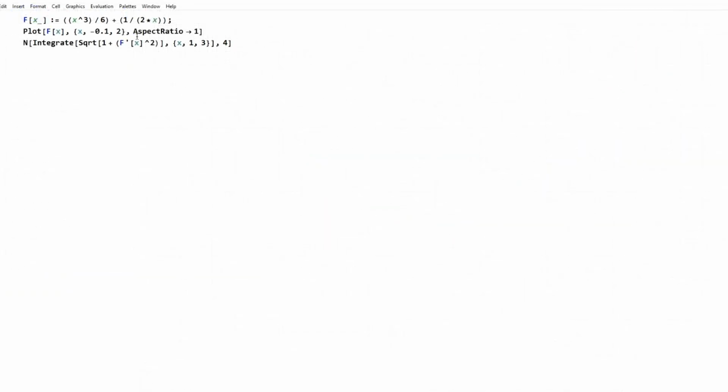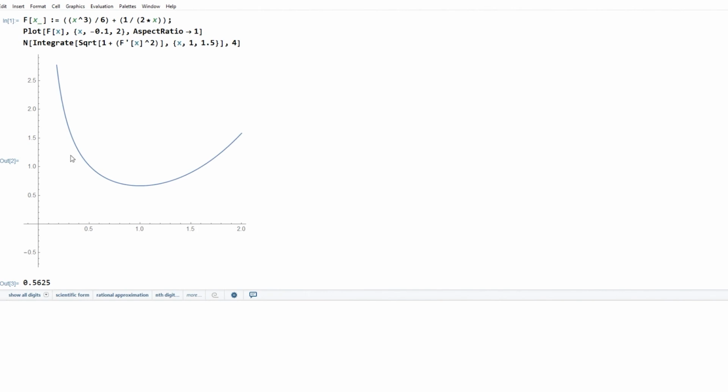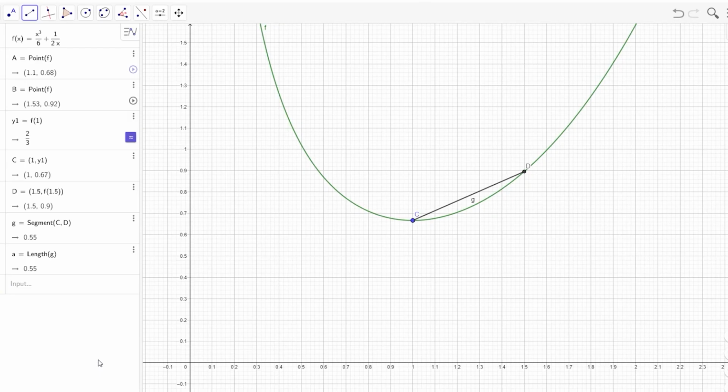So here I am on Mathematica, and here I have created the function that we were working with. I'm also plotting it just to show it, and I'm doing the integral. So let's check, and in this case we did it from 1 to 1.5. So we are checking the length from 1 to 1.5, and as we can see, that's the function, and it tells us that the answer is 0.56. Now compare that to this 0.55.